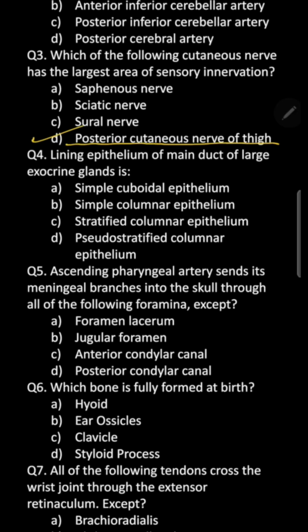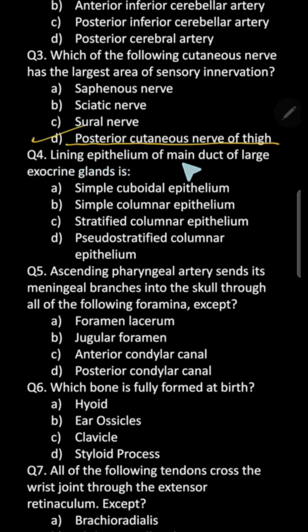It also innervates the skin on the inner lower quadrant of the gluteal region, that is called natis, and it also innervates the posterior 2/3 of the perineum in the lateral aspect. So it has the widest area of cutaneous innervation. Posterior cutaneous nerve of thigh. Answer is D. Question number 4.